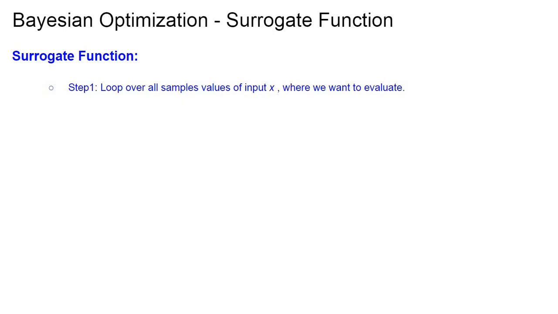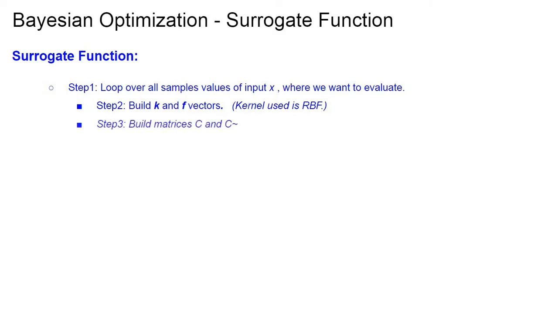Now let's take a look at the surrogate function algorithm, which is actually doing the approximation work for us. The first step is we are going to loop over all samples available to us in input x for which we want to evaluate. The next step is we are going to build the k and f vectors. The kernel that we'll be using is the RBF kernel. Following that, we'll build the c and the c tilde matrices. These are the covariance matrices. Then we will calculate the mu and sigma for the overall distribution.